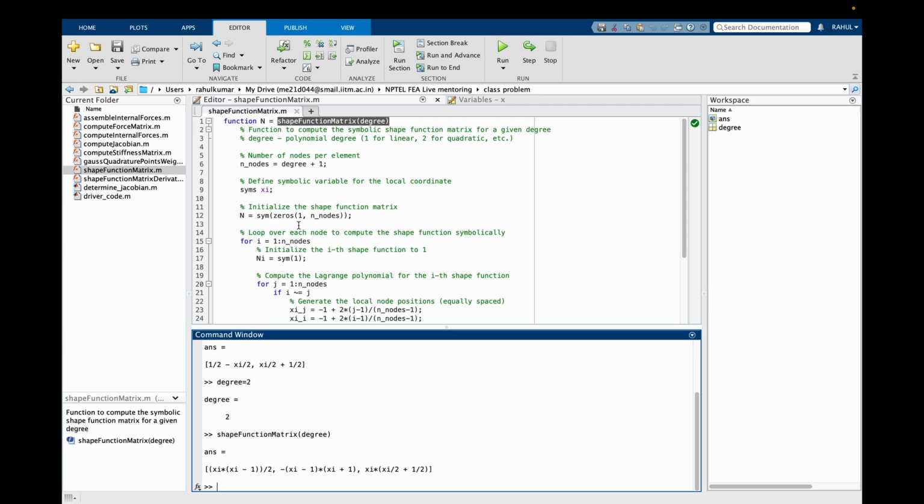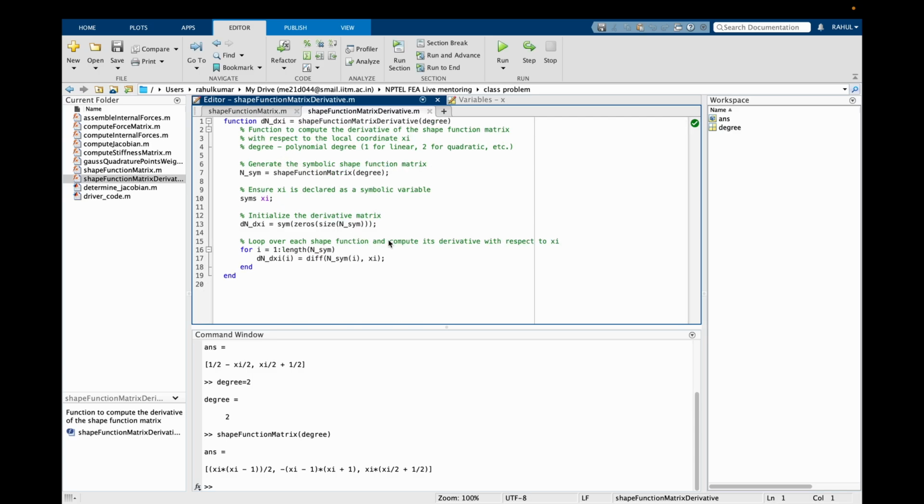Okay, and we also need the derivative of the shape function matrix. So I have also created a derivative of shape function matrix. Here you can clearly see that first it will call this shape function matrix. The biggest advantage is that when you create a folder and keep all those functions in the same folder, when you call those functions, it will automatically run that code.